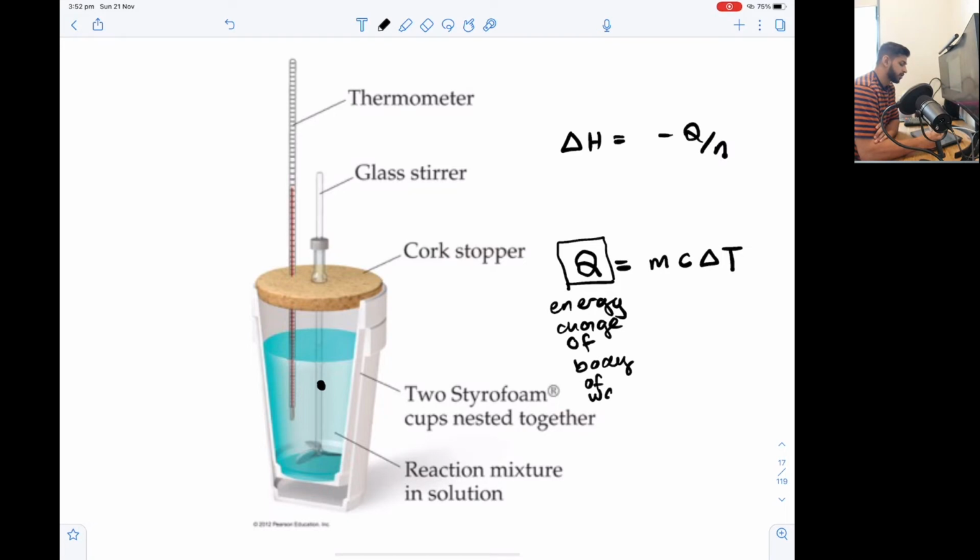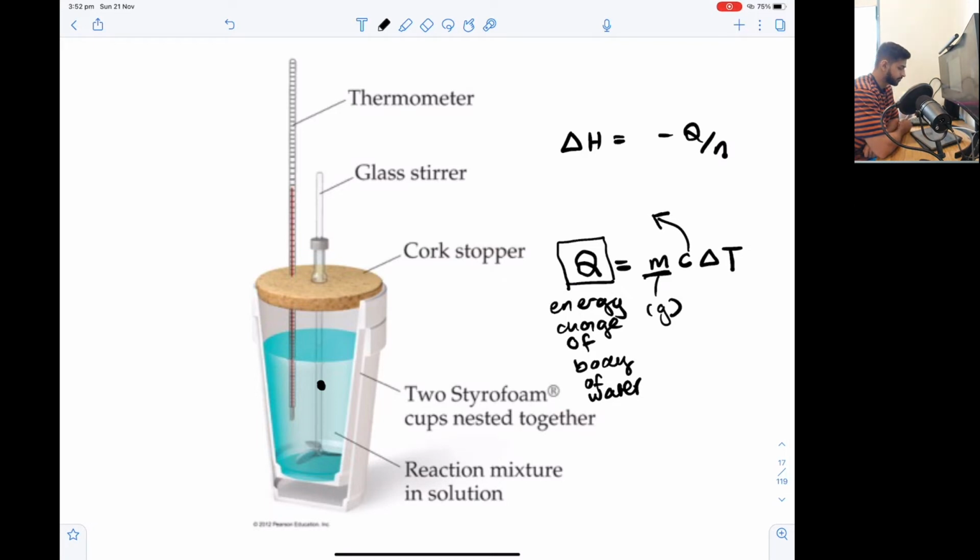So we need the mass of water. Does everyone see that? We need the mass of water here. Could be 200 grams, 100 grams, etc. So this is the mass of water in grams. What is C, Gerald? Do you want to define what C is? That's the specific heat capacity of that substance. Good. And what does that mean? It's the amount of energy required per mole to change the temperature of that substance by 1 Kelvin.